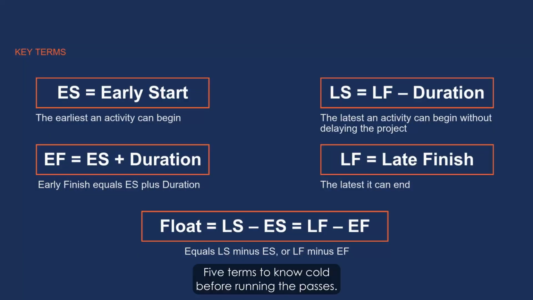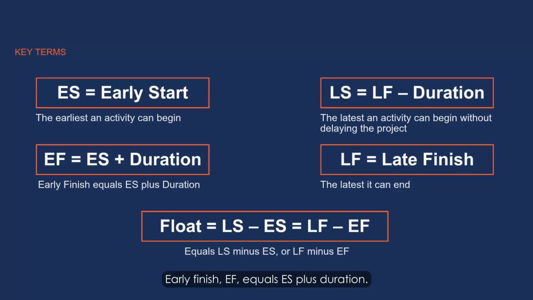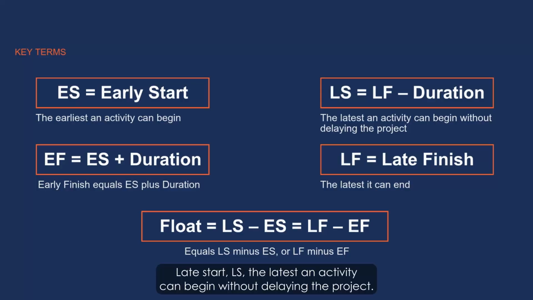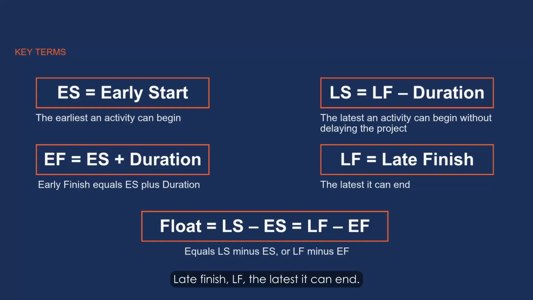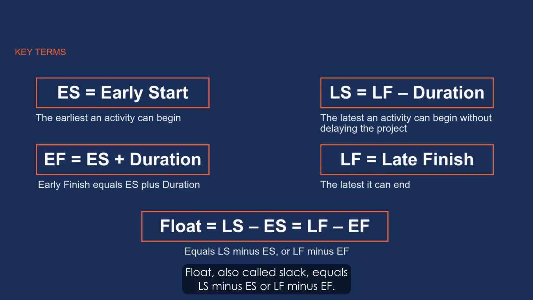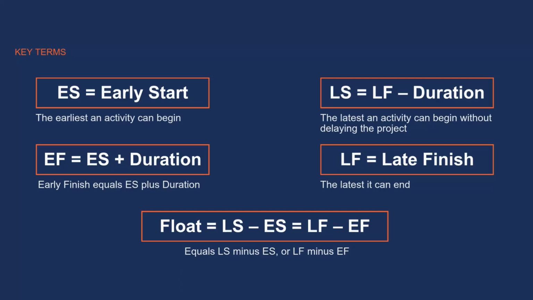Five terms to know cold before running the passes. Early start, ES, the earliest an activity can begin. Early finish, EF, equals ES plus duration. Late start, LS, the latest an activity can begin without delaying the project. Late finish, LF, the latest it can end. LS equals LF minus duration. Float, also called slack, equals LS minus ES, or LF minus EF. Both give the same result. Zero float means the activity is on the critical path.